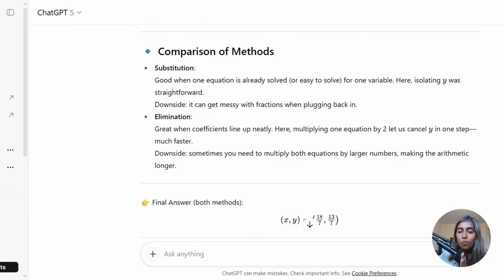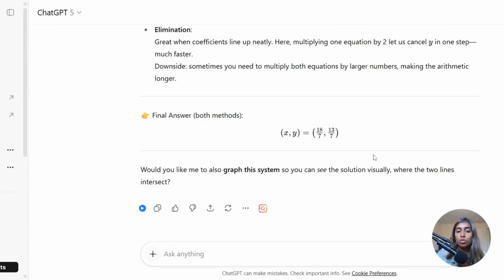And then it also says, because I asked it to compare, substitution is good when one equation is already solved for one variable. Here, isolating y was straightforward. Downside, it can get messy with fractions when plugging back in. Elimination, it tells you when it's great, the pros and cons of both methods, and then you can decide what to do for both of those. Would you like me to graph this system so you can see the solution visually?